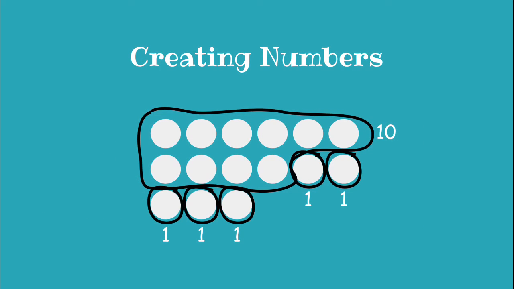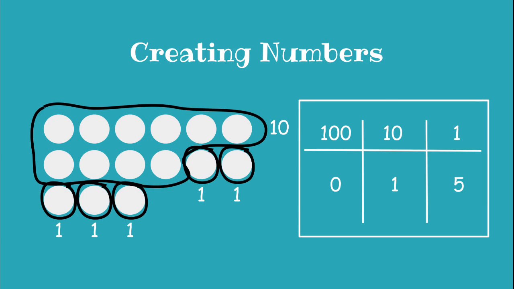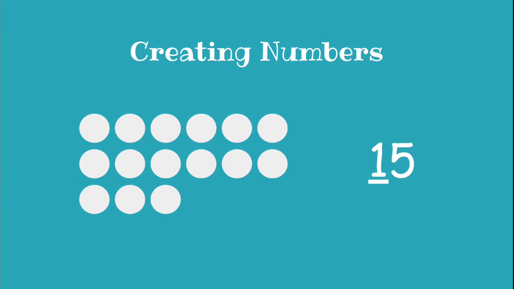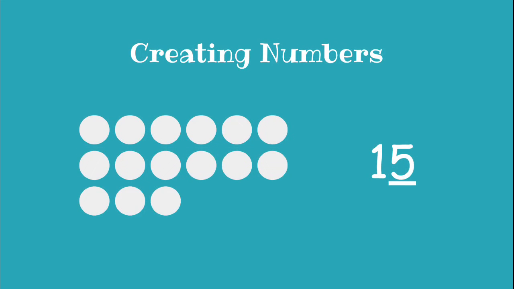How many groups of 1 do we have? Let's count. 1, 2, 3, 4, 5. 5 groups of 1 to record on our chart. So, this means that we have the number 15: one group of 10, and 5 groups of 1.